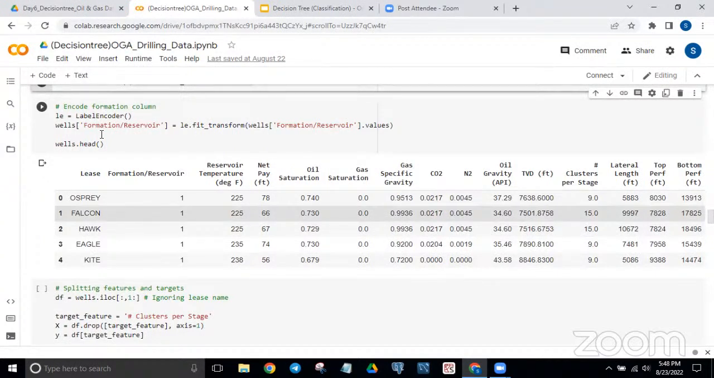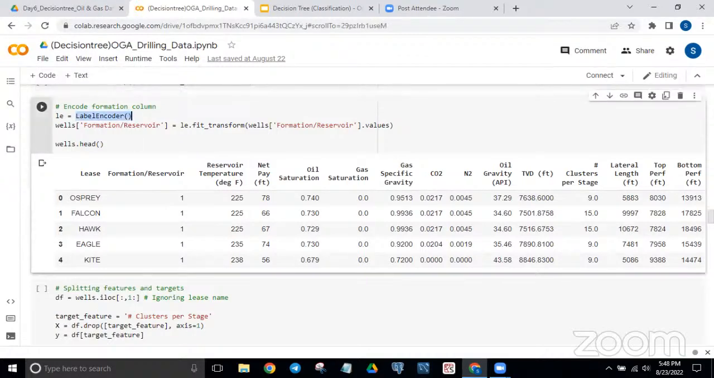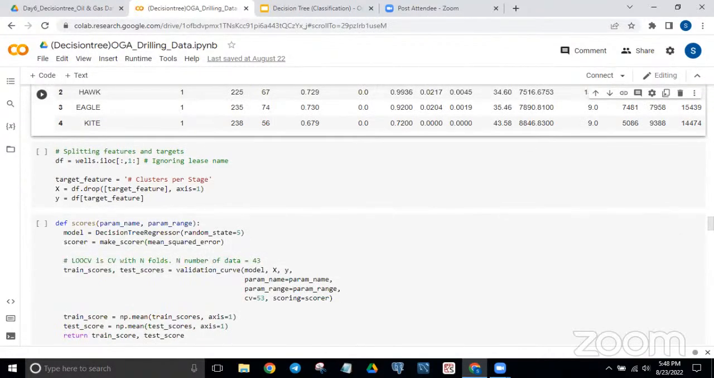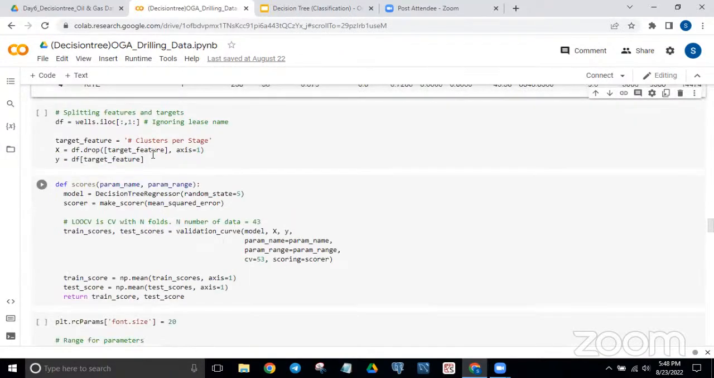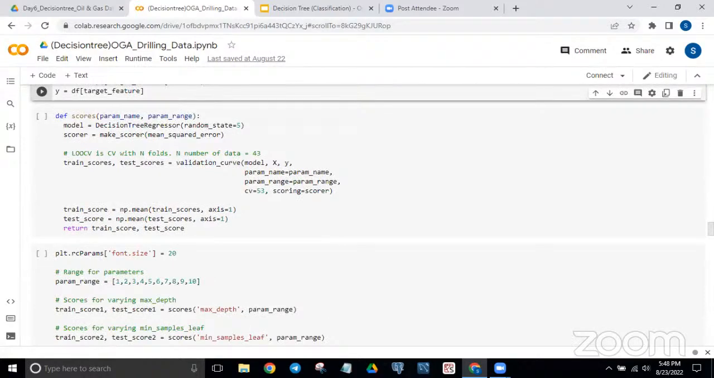And here I have some data. Here I have formation or reservoir data. That data is in categorical format. I want to convert that data into numerical values. Here I am opting for label encoder. Here I am using label encoder. And we have the cluster per stages. So as I said, these are my input and output variables. I am considering the number of clusters per stage as my output variable. All the remaining will be my independent data.